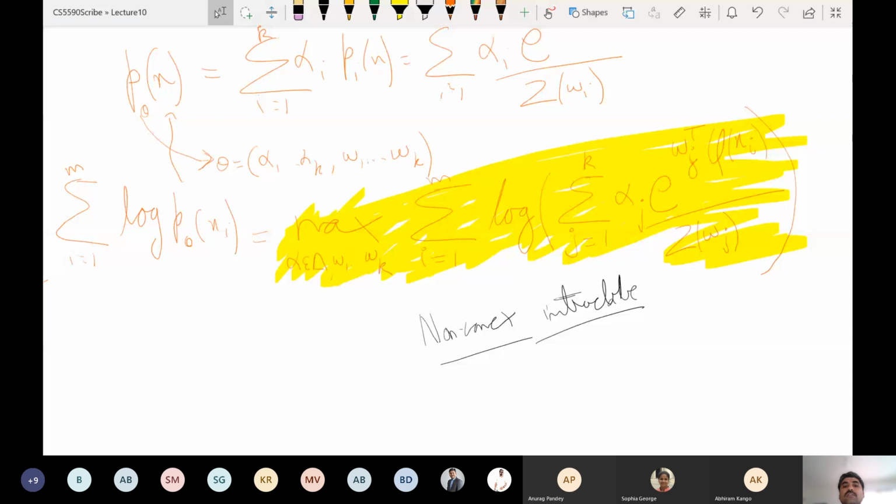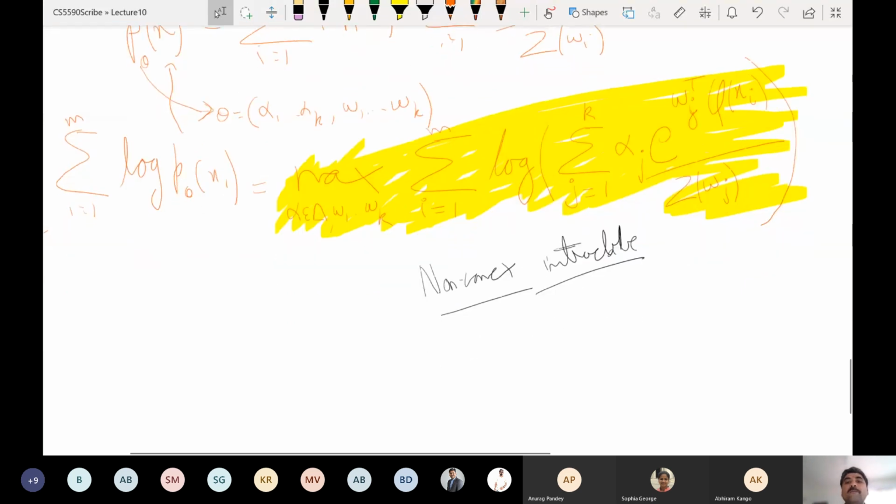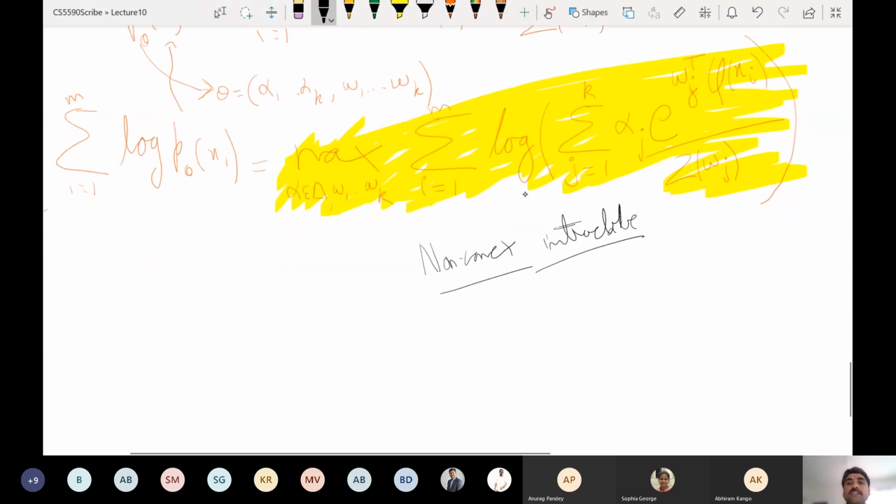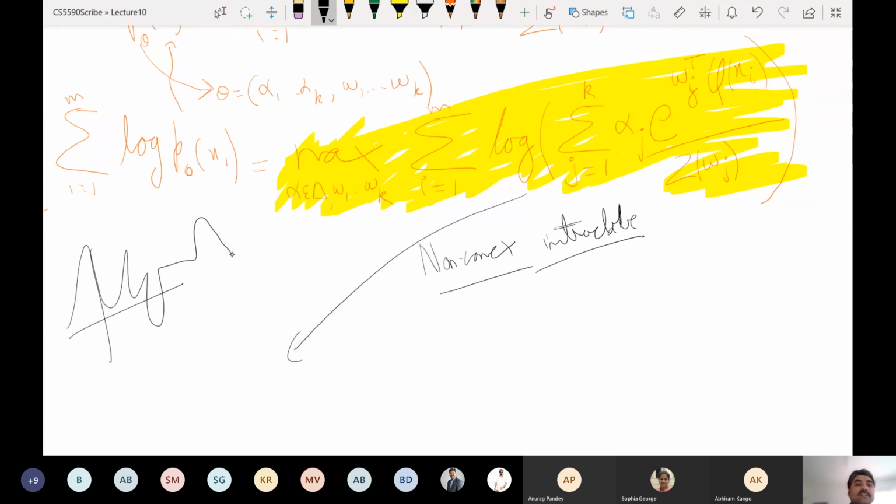But there are some ways to solve it anyway. So the hope is that you will reach a stationary point. If you have a general function which is non-convex, something like this, you will be happy if you reach a stationary point. What's the stationary point? A point where gradient is 0, right? So there are many algorithms using which you can reach such stationary points.